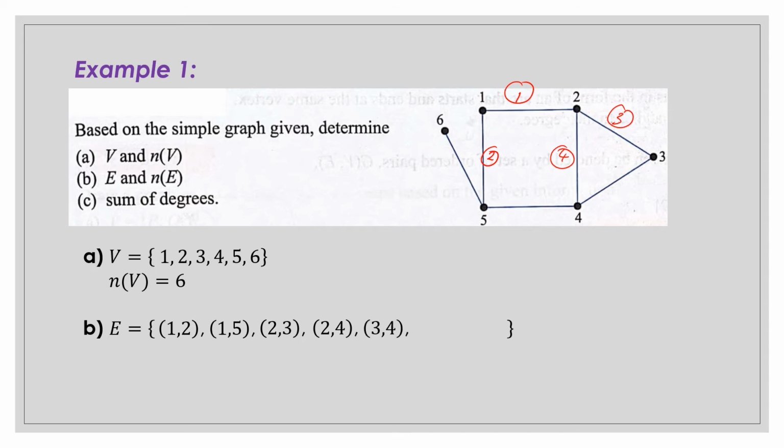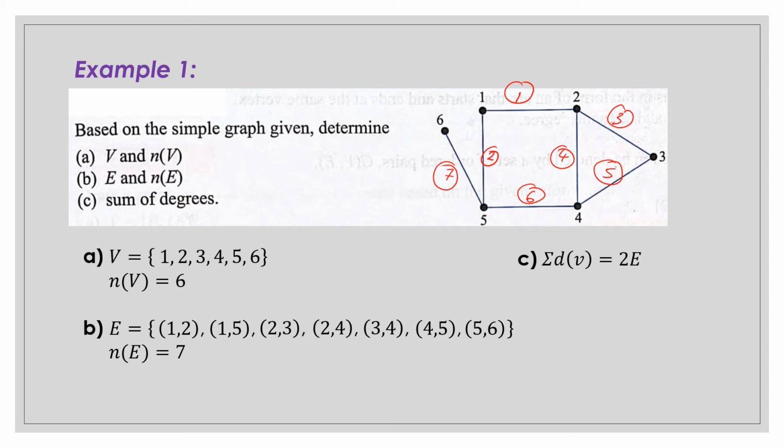3, 4 is here. So edge number 5 links vertex 3 and 4. 4, 5, so edge number 6 links vertex 4 and 5. Edge number 7, and where is the last edge, links vertex 5 and 6. So you have 7 edges.